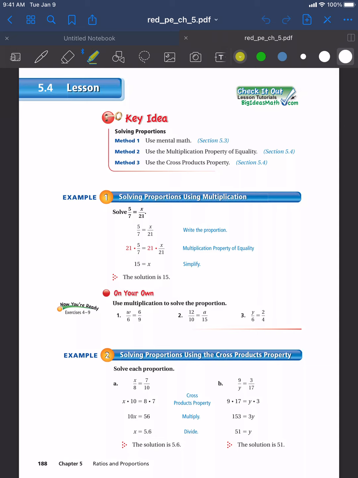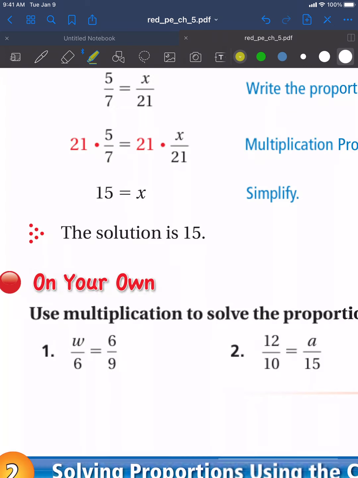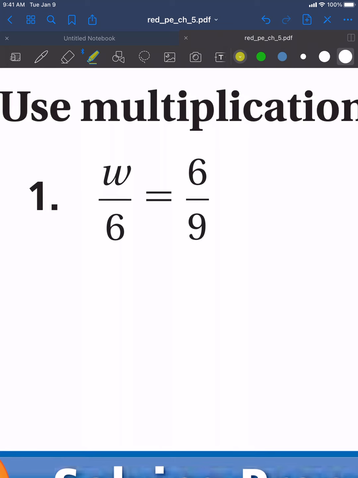All right, so on a new piece of paper, I want you to write 5.4, and you can also write 5.5, because we're going to do both. 5.4, we're just going to do some examples together, okay? So here's our first example I need you to write in your notebook.